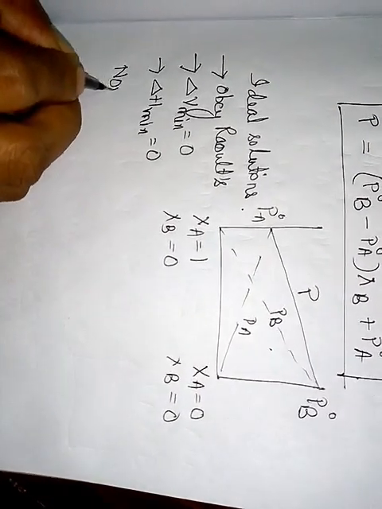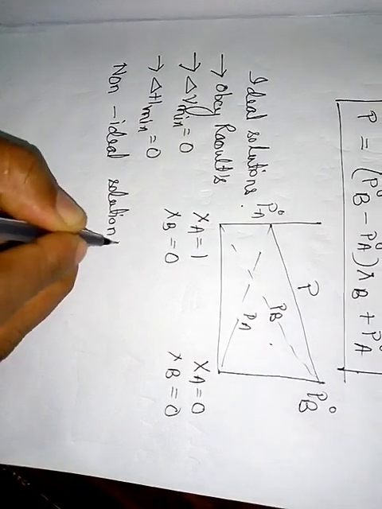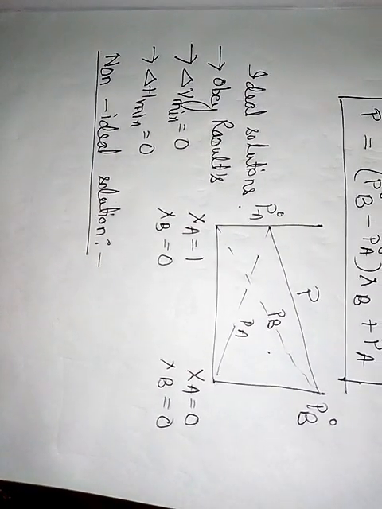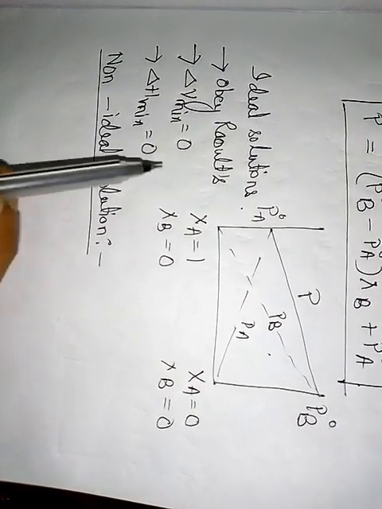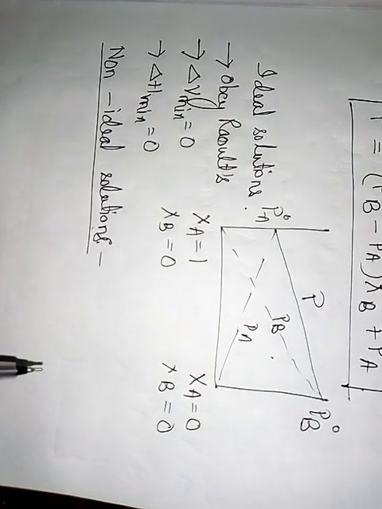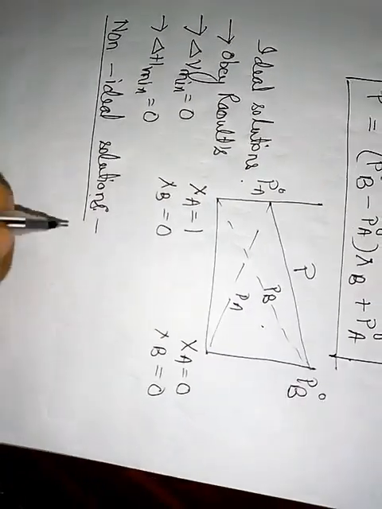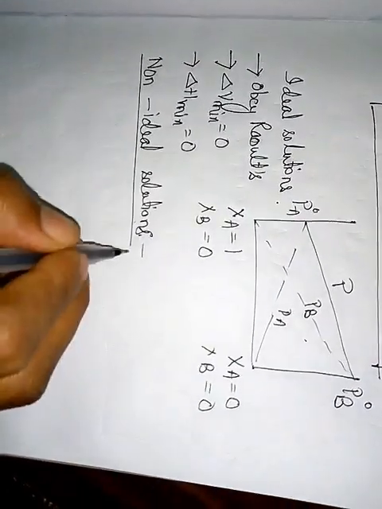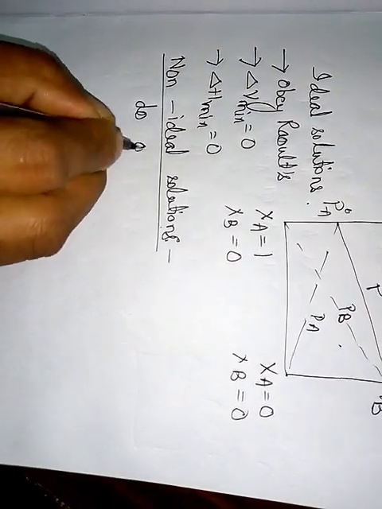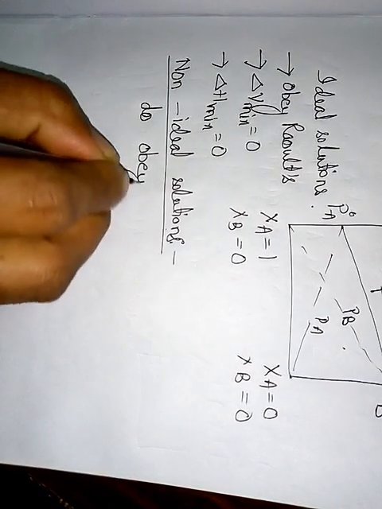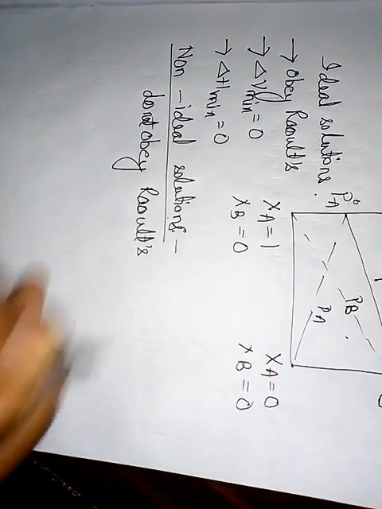Now we'll discuss non-ideal solutions. We categorized miscible liquids into 2 forms, ideal and non-ideal solutions. Then non-ideal solutions are again of 2 types. So which solutions are called non-ideal solutions? The solutions which do not obey Raoult's law at all concentrations.